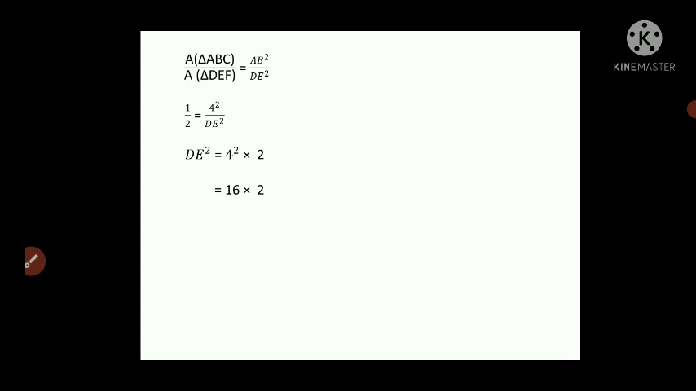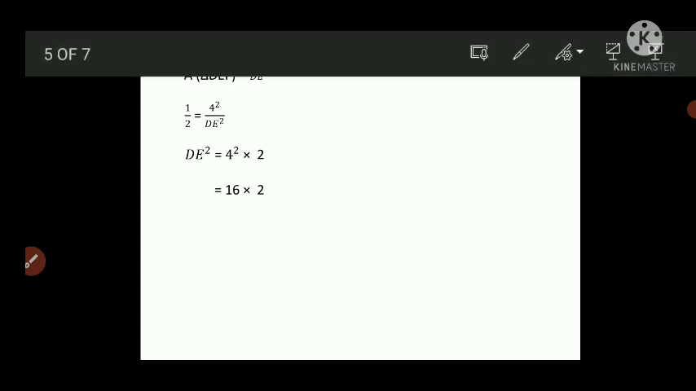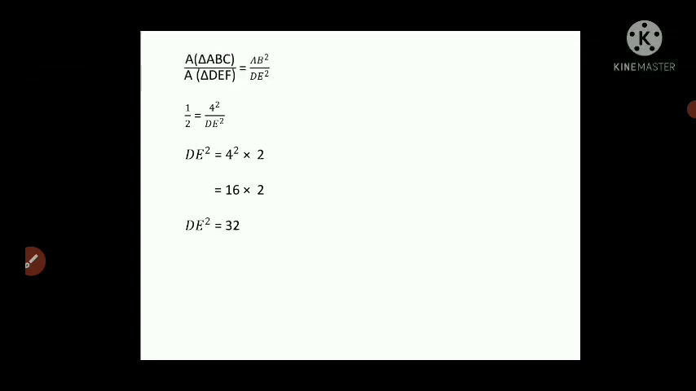Now the ratio is given, 1 upon 2. So 1 upon 2 is equal to AB, which is given as 4, that is side 1. So 4 square upon DE square, which we have to find out. Now we will cross multiply. DE square will be 4 square into 2. 4 square is 16, 16 into 2 is 32. So DE square is 32.